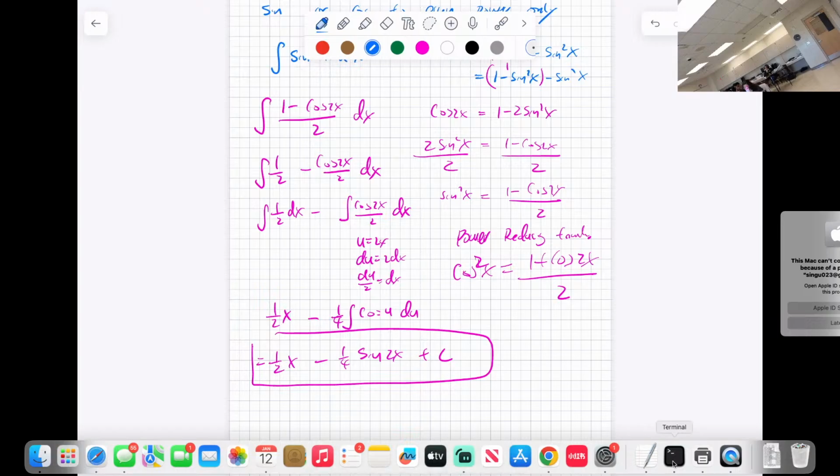The formula for this is just derived off the one thing you said, like cosine 2x equals cosine squared x minus sine squared x.